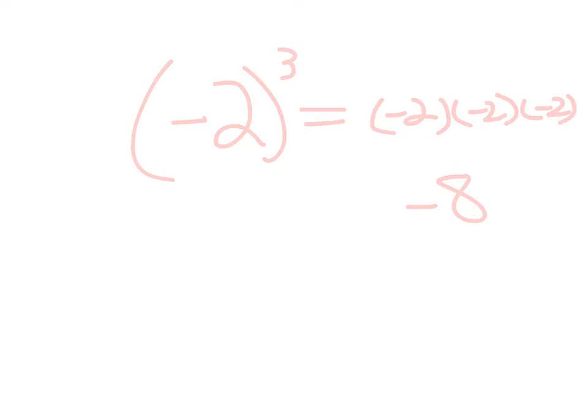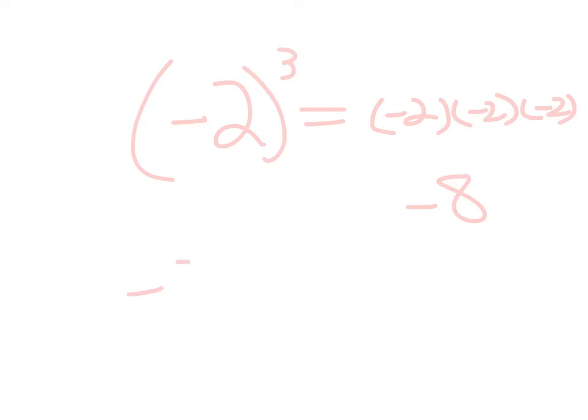So for every exponent that's an odd number, it's going to end up negative. Correct. If it's an even exponent and your negative numbers are in parentheses, it will be positive. That's a good point that she brought up.